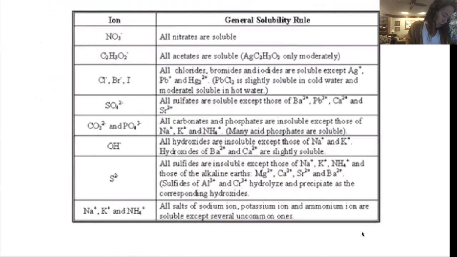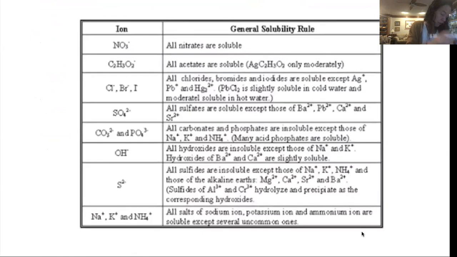Now there are many more solubility rules, so let's just look at them. Even I had my gifted kids look at them. So I'm going to have you look at them, and what you see are some similarities. Nitrates are always soluble. Acetates are soluble. Notice here's an exception that I didn't give you: moderately soluble, which means it doesn't all the way dissolve, it just partially dissolves.